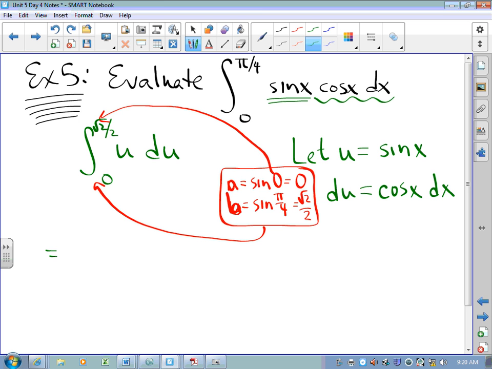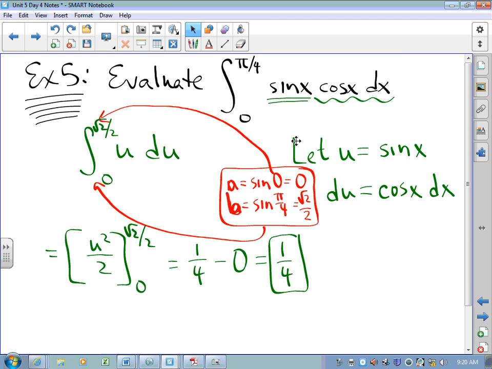So how do I do this? Well, I take the antiderivative, I sub, and subtract. Radical 2 over 2 squared is 2/4, divided by 2 is 1/4, and 0 squared over 2 is 0, and I get 1/4. That's not bad. That's not bad at all.